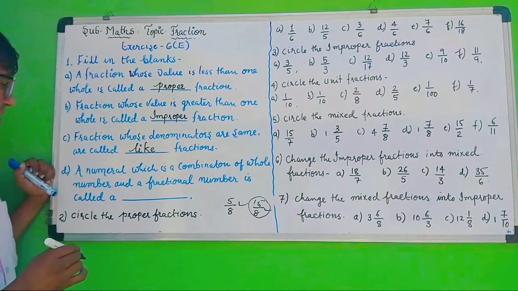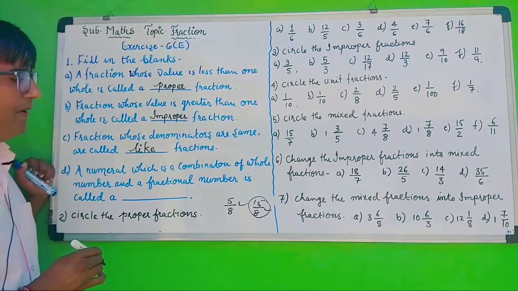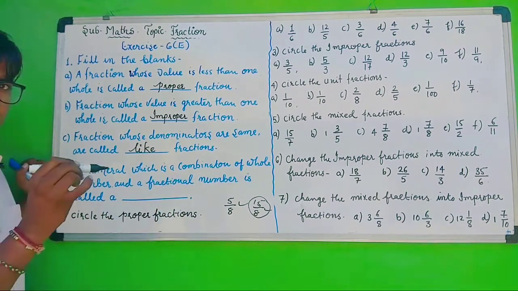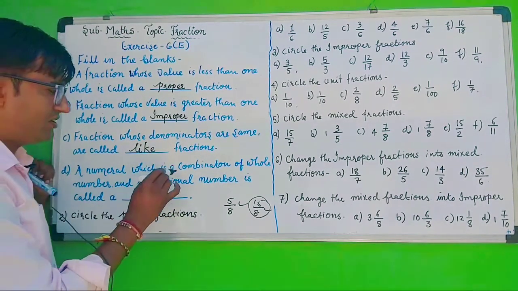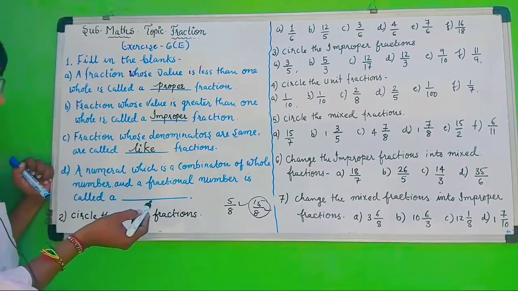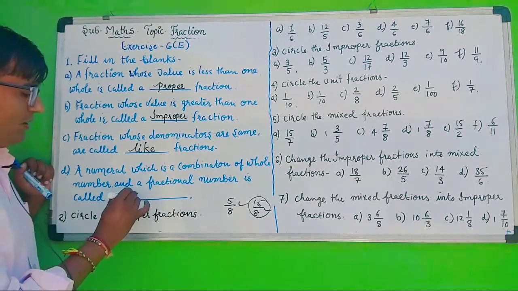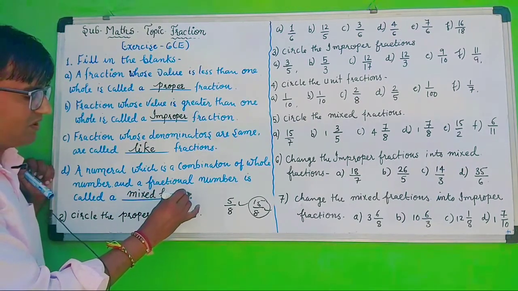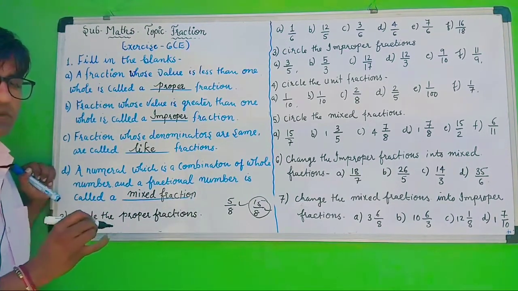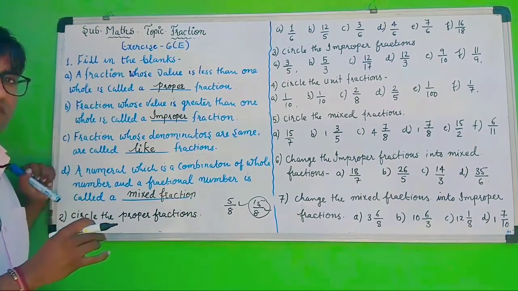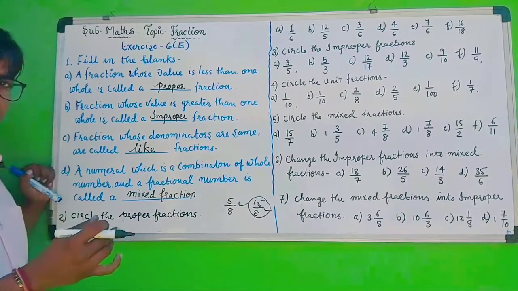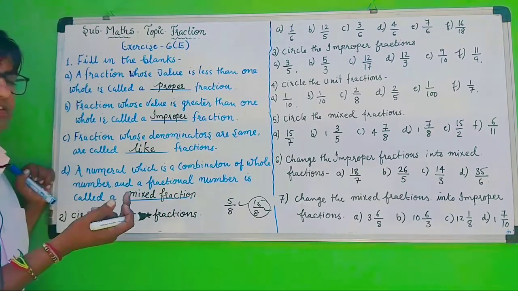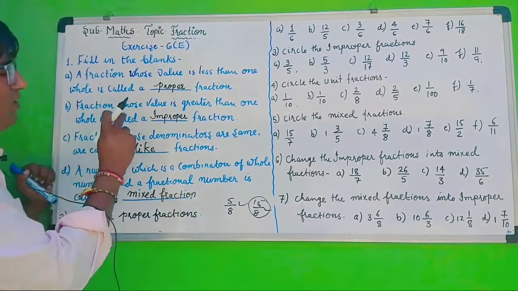Then a numeral which is a combination of a whole number and a fractional number is called a mixed fraction. We have learned about the mixed fraction. A mixed fraction is a combination of a whole number and a proper fraction. A proper fraction is a fractional number in fraction form. Clear? So this is about fill in the blanks.